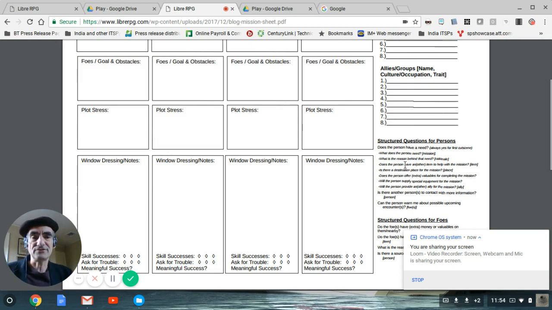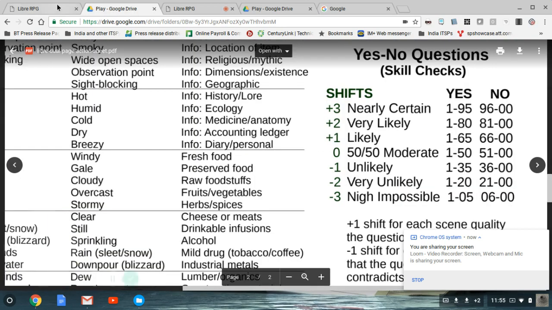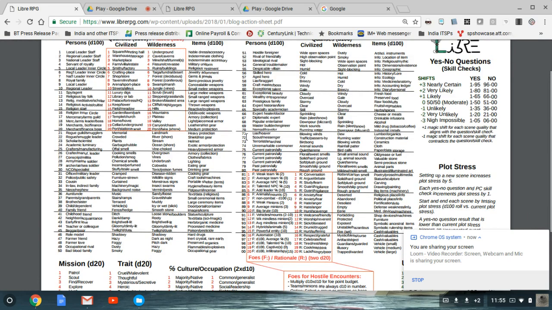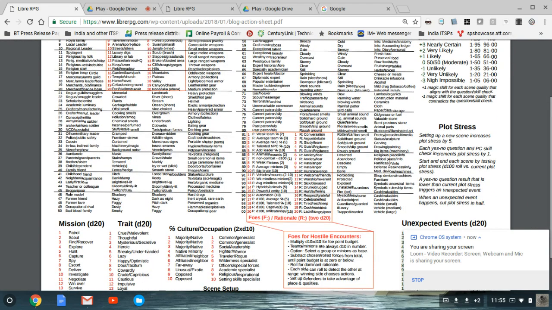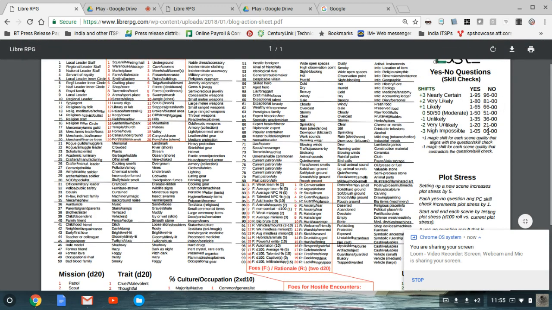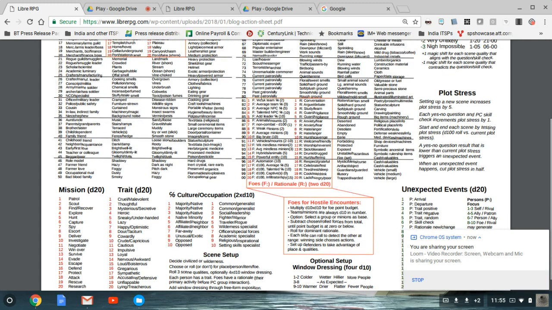Once you're done with the structured questions for persons that you're interested in, and by the way, you go through that and you get skill check successes and you get a place or extra gear or whatever, you can always ask yes/no questions to follow up to say, is it this kind of a jetpack? Is it that kind of special gear? Or if you get an ally, you can roll under the foe table, which doubles as an ally table, and then find out what kind of an ally is available.